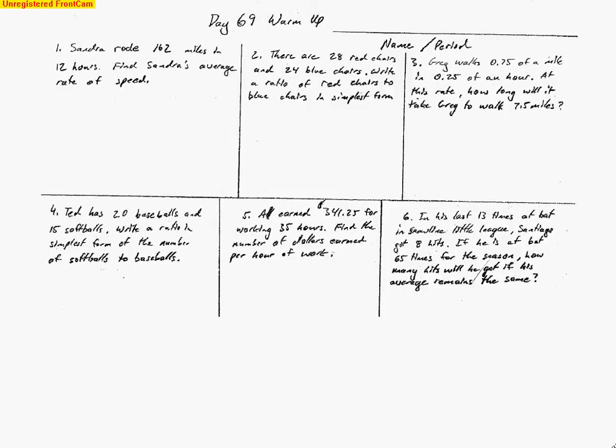These are the solutions for day 69's warm-ups, and let's take a look at our first problem here. It talks about Sandra riding 162 miles in 12 hours. They want to find Sandra's average rate of speed. So that means miles per hour.